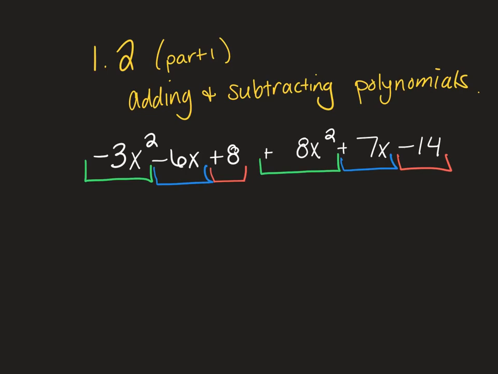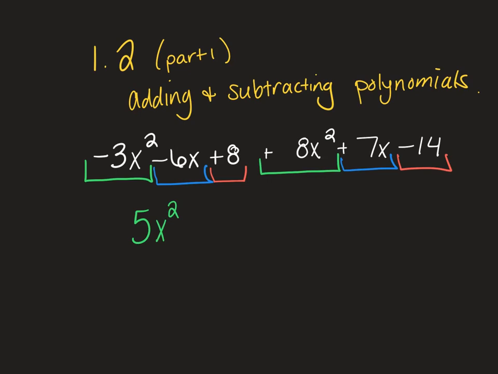When you are combining like terms, you're going to add the coefficients, so you add the numbers in front and leave the variables' exponents the same. For example, let's look at our x squared terms. We've got a negative 3 and an 8. We're going to add negative 3 and 8, which gives us a positive 5, but the x squared part stays the same. When you're adding and subtracting polynomials, you don't ever change the exponents. The exponents always stay the same.